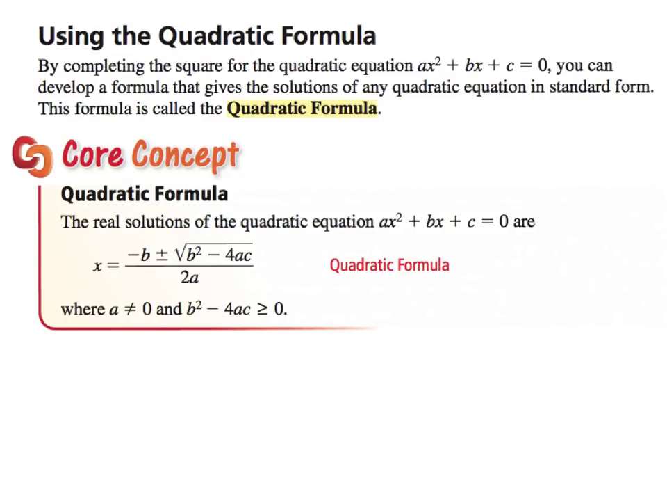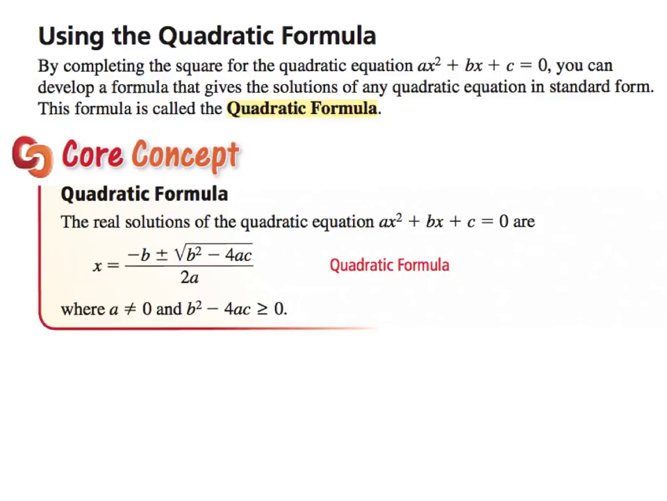So using the quadratic formula: by completing the square, you can develop a formula that gives the solutions of any quadratic equation in standard form. This is called the quadratic formula. Here it is: x equals negative b plus or minus the square root of b squared minus 4ac, all divided by 2a.